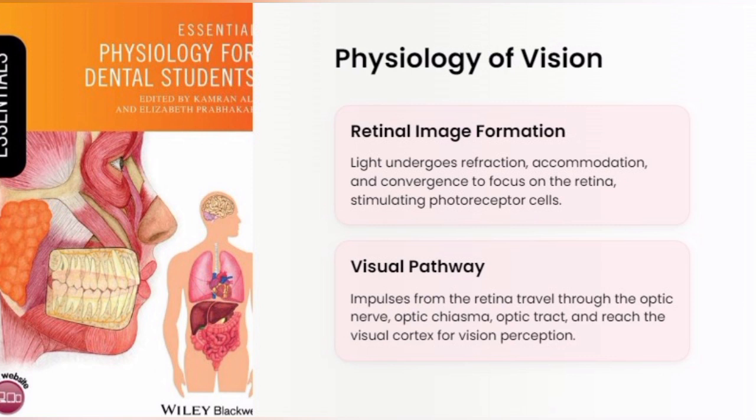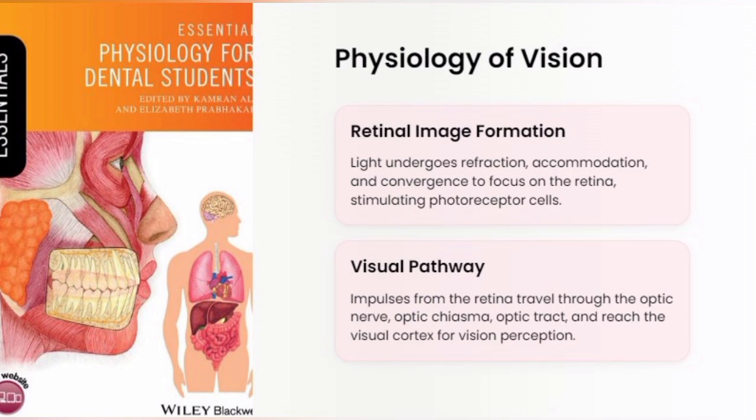So next we can see the physiology of vision, that is the visual pathway. Here the retinal image formation takes place. First the light will enter through the cornea. The pupil and iris will regulate the amount of light, that is the refraction of light waves. Then it passes to the aqueous humor, lens and vitreous humor. Then this light will enter the retina. As the light enters, accommodation happens, that is changing the shape to focus the image.